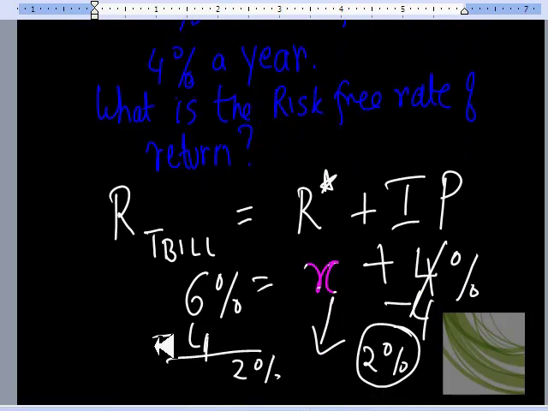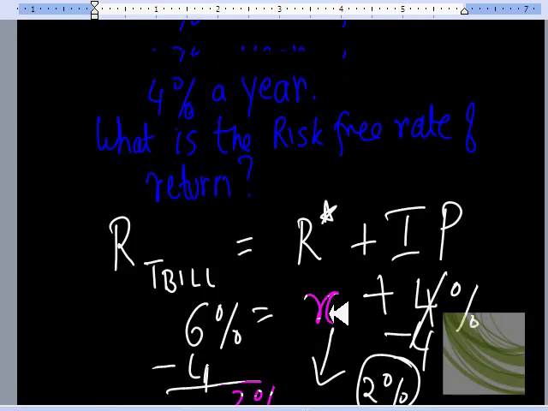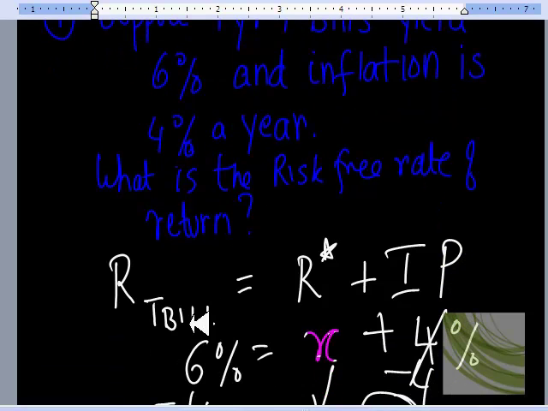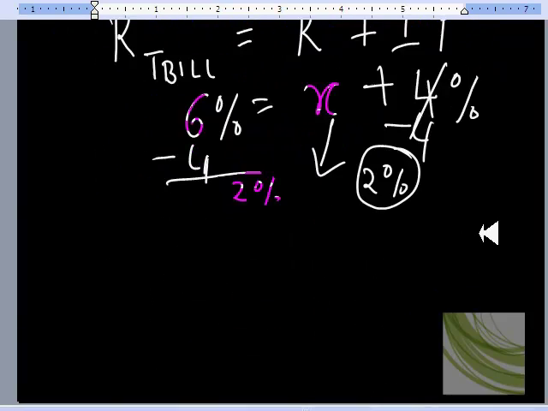Deduct 4 from each side, so your risk-free rate of return is 2%. So that's one problem. The T-bill rate includes the inflation premium, so the risk-free rate is without any inflation. The return on the T-bill already has inflation incorporated in the interest, so this 6% includes the risk-free rate plus the inflation premium. So let's do another problem.